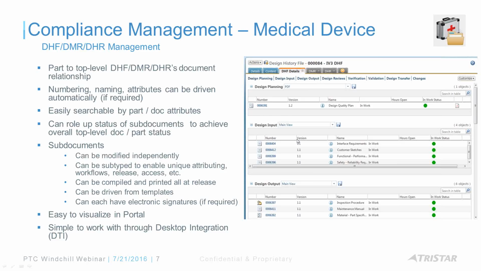So this allows us to create that relationship within Windchill and give the user real visibility to that staged view of the DHF, DHR, and also allow the user to work on the document as well as see the status at each gate of the process. The documents themselves can be modified independently. They could also be configured to add additional attributes that you need. The documents themselves can also be printed and compiled.